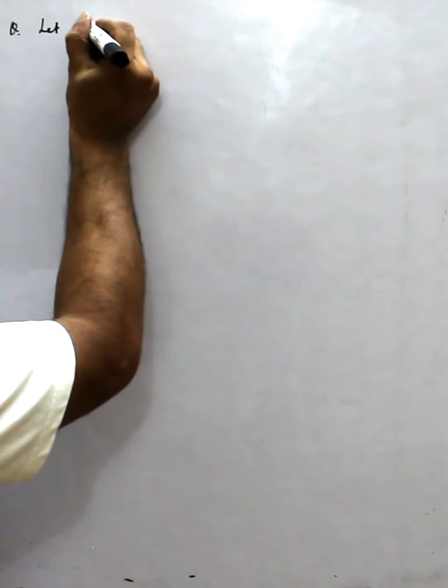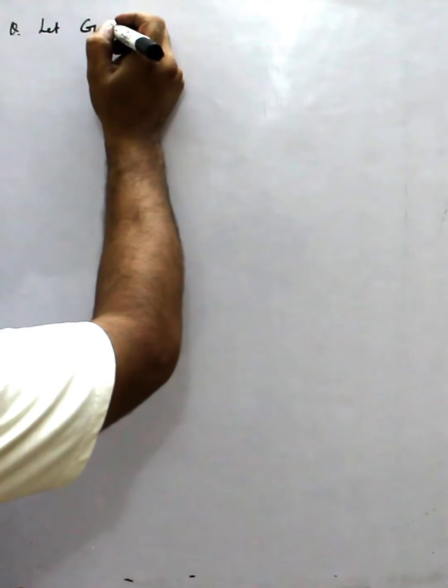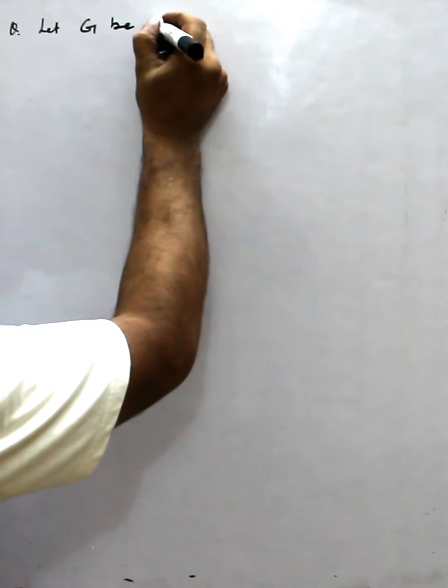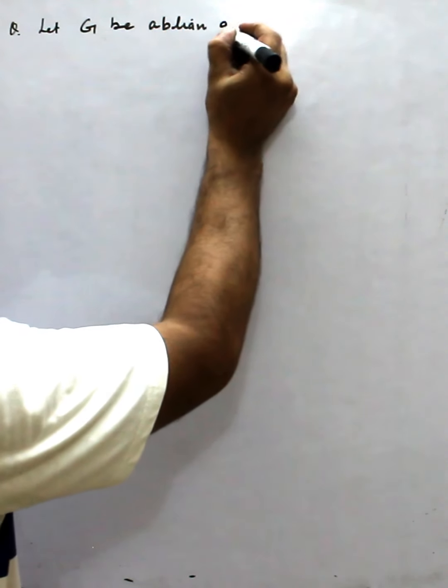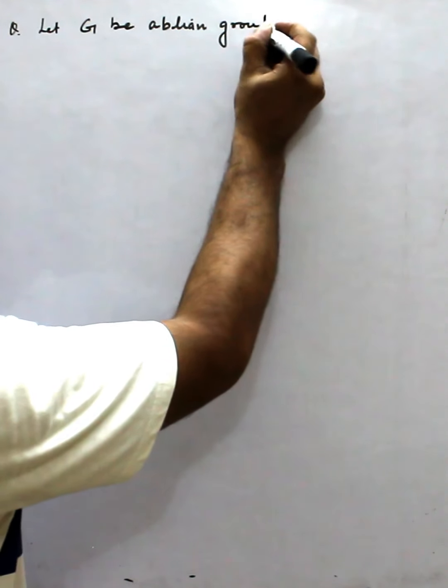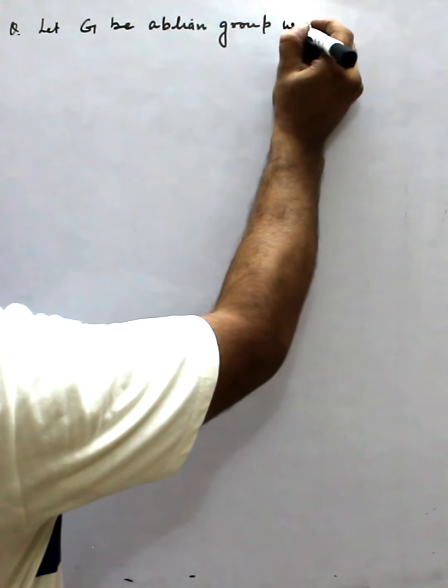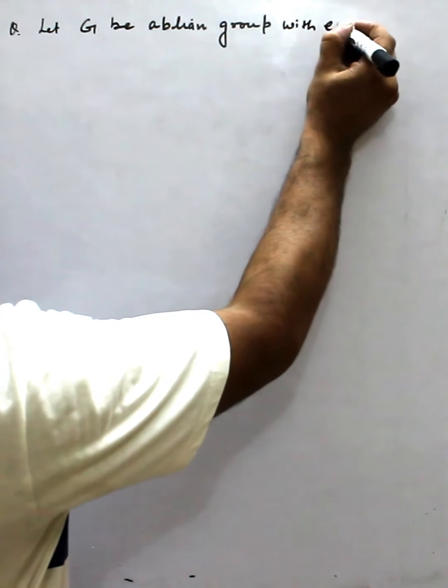Let G be an abelian group with e belonging to G, that is the identity. Normally we take the multiplicative identity.